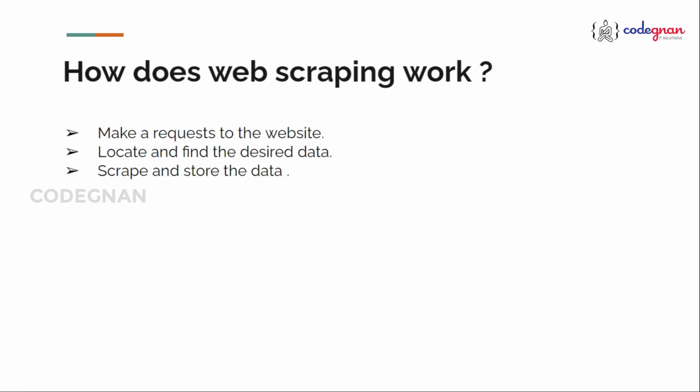Now, how does web scraping work? Whenever you go to your browser and type something, that means you are making a request to that website, right? And in response, you get your information, or they respond to you through the query that you have put in, right? So here we will make use of the Requests library for making a request to that website. Then we are going to locate and find the desired data using the different tags in which our data might be present. Then we will scrape that information and store the data in some tables.